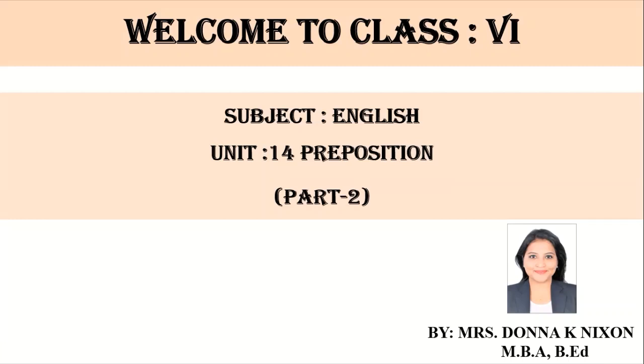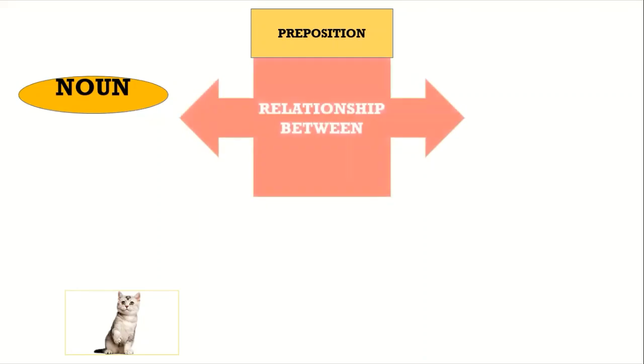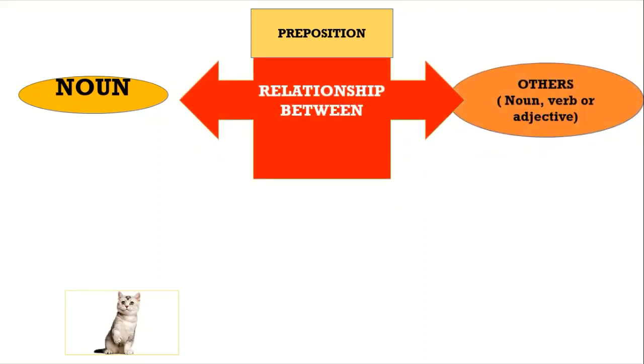And today we'll be continuing with prepositions. Okay, so we'll have a recap about what a preposition is. What do you understand by preposition, children? It is a word which is used before a noun or pronoun to tell us a relationship between other words. What are the other words? Other words can be a noun or a verb or an adjective or so.